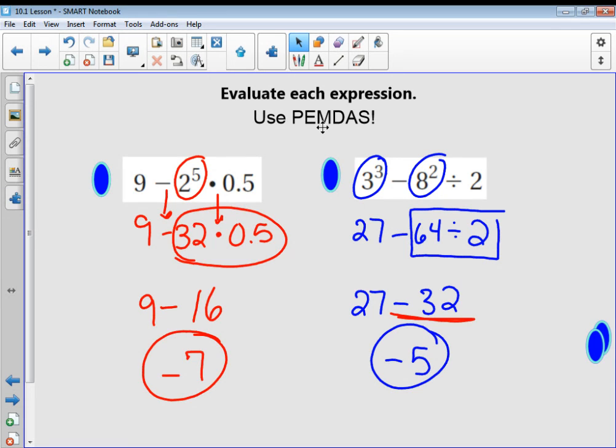Okay, so good luck with this. Just remembering to review your PEMDAS, making sure that you're showing your steps. Double check yourself on your calculator if you need to. Okay, if you show your steps, you can then compare with a partner if you're not getting the same answer. So good luck with this.